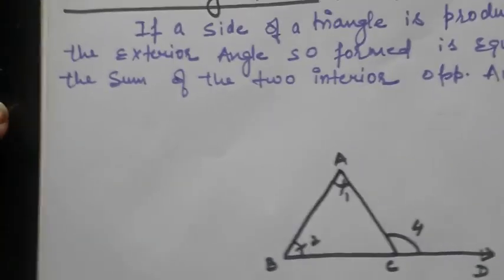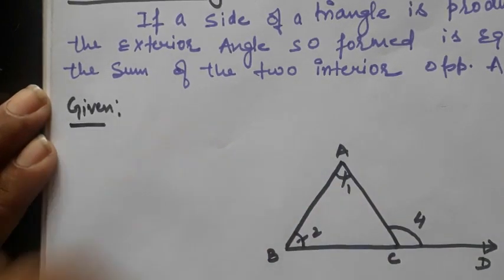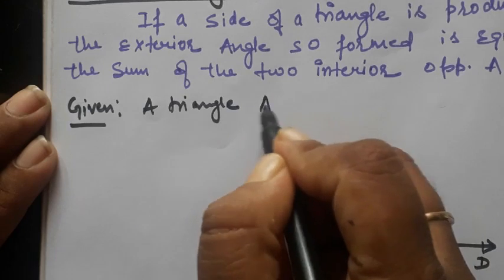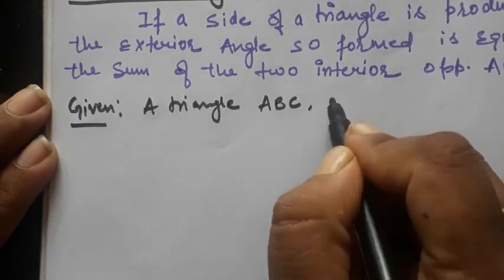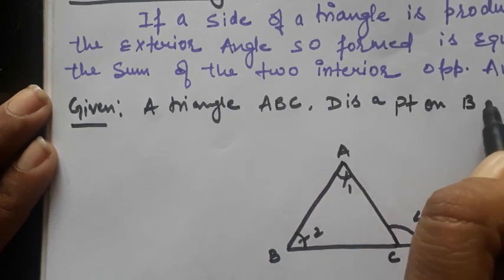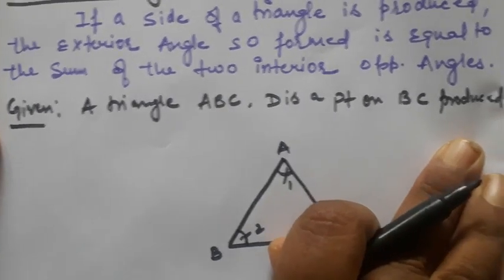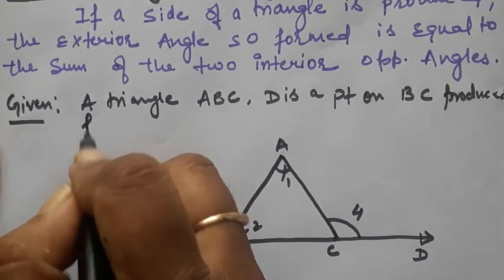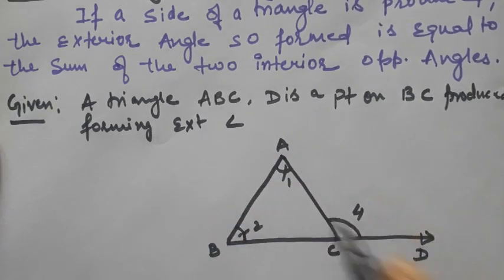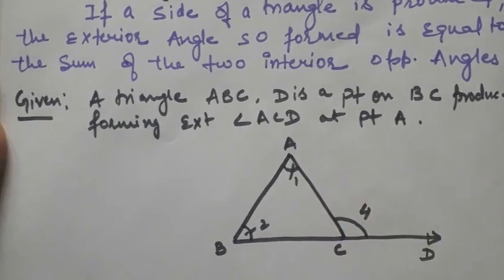So let's prove this theorem. First of all, let's write what is given here. What is given? A triangle ABC, D is a point on BC produced, forming exterior angle ACD at point C. This is given to us.